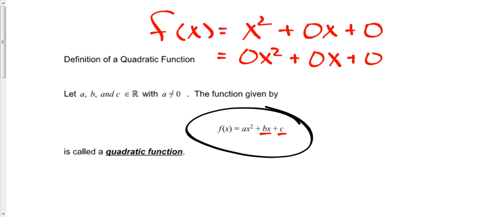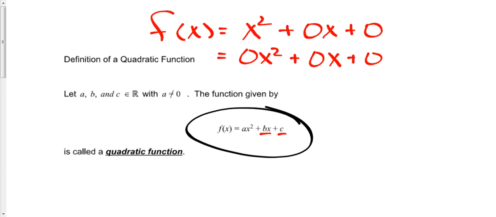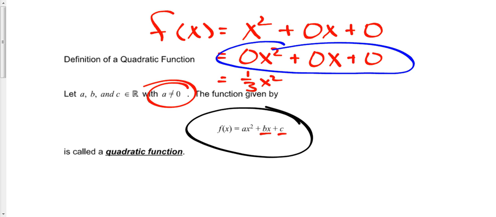Remember my stipulation from the previous page. Oh, I'm sorry, not from the previous page, from this page, right here. A can't equal 0. A cannot equal 0. It can equal some number that's not a whole number, so I could have 1/3 x squared, but it cannot equal 0. This is not a quadratic function. Okay?